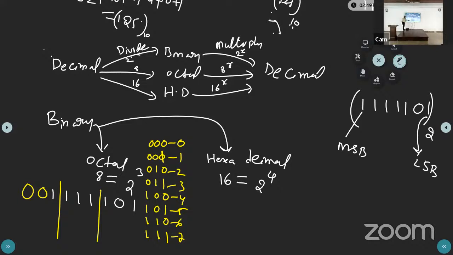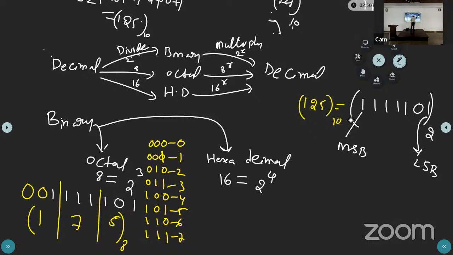What is the value of 1 0 1? 5. Next, 1 1 1 is 7. Next, 0 0 1 is 1. What is the total value? Now you can see the octal value of the previous number, 175. What is its decimal equivalent? 125 decimal value is equivalent to the binary value. So for our binary value, directly without doing the division by eight, we are getting the octal value by using binary to octal conversion.